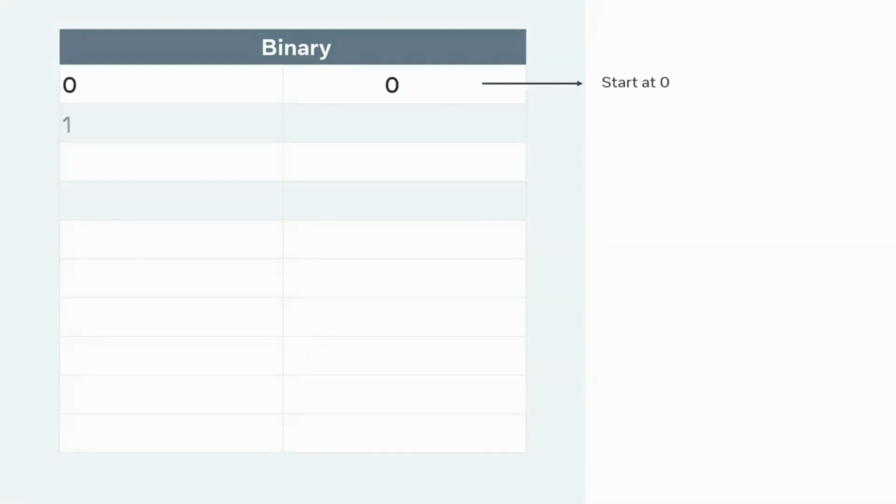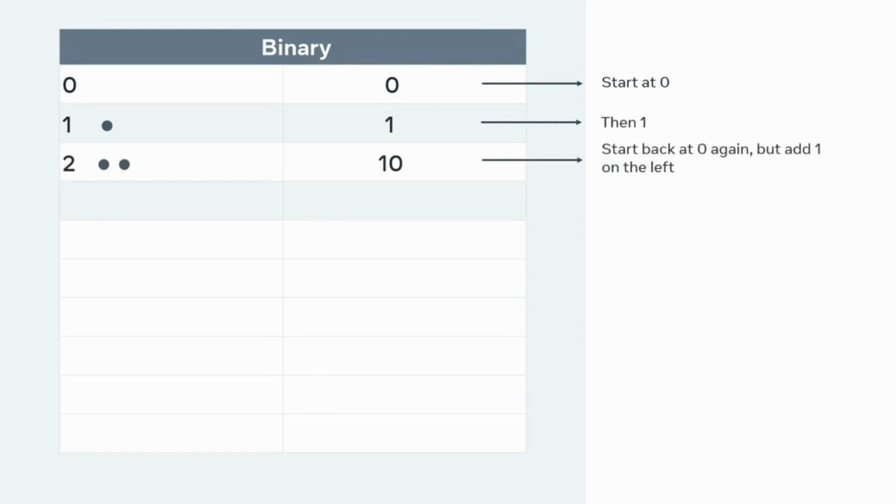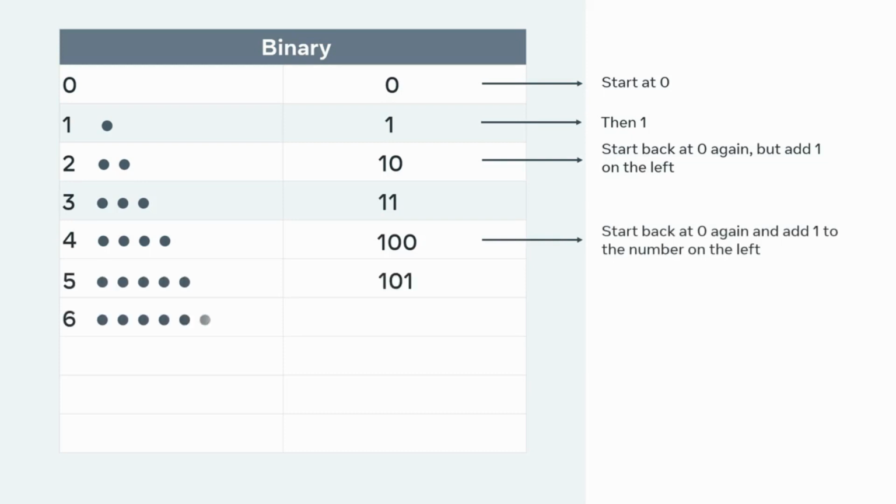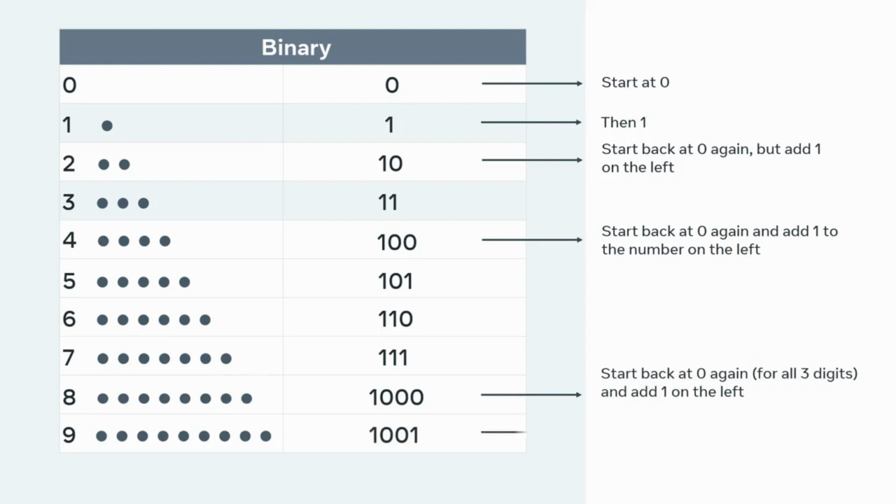Start to count with a 0, then add 1. To get to 3, start back at 0 again, but add a 1 on the left. As soon as all the 1s are full, start back at 0 again and add 1 to the number on the left. But that number is already at 1, so it also goes back to 0, and 1 is added to the next position on the left.